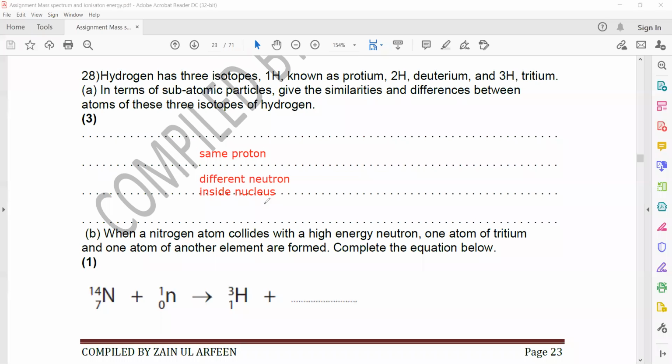When nitrogen atoms are collided with a high energy neutron, one atom of tritium and one atom of another element are formed. Complete the equation. So the atomic number should be 6 because 1 is already there; total 7 down, so it should be 6 plus 1, 7. And the mass here is 15, 3 is already used, so this should be 12, so it will form carbon 12.